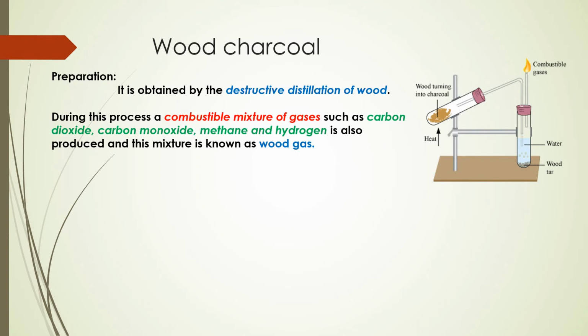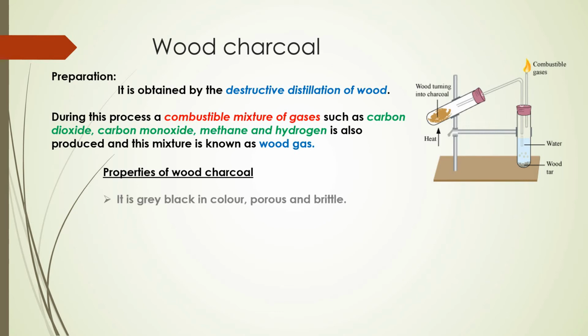During this process, a combustible mixture of gases such as carbon dioxide, carbon monoxide, methane and hydrogen also gets formed. That mixture of combustible gas is known as wood gas. So during the destructive distillation of wood in the formation of charcoal, a mixture of combustible gases such as carbon dioxide, carbon monoxide, methane and hydrogen gets formed, which burns, and that mixture is known as wood gas.